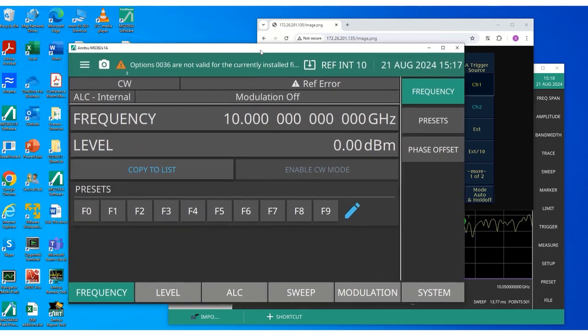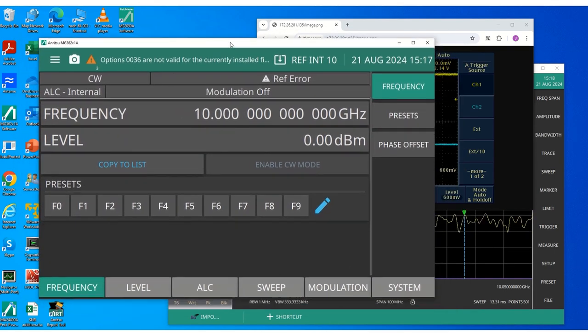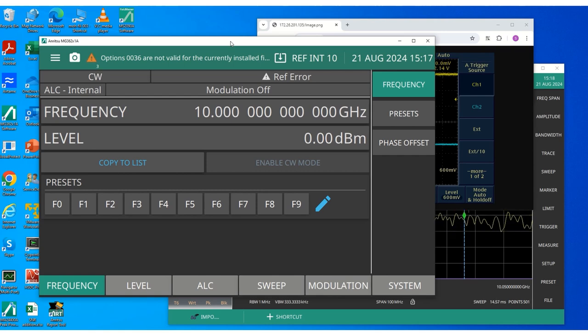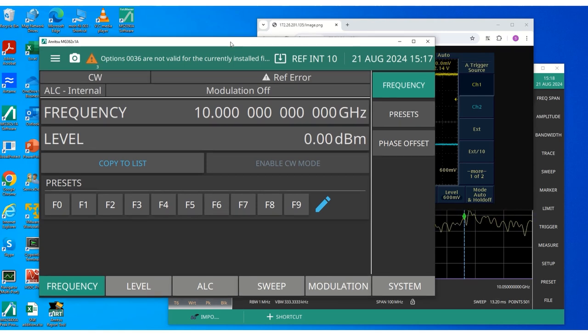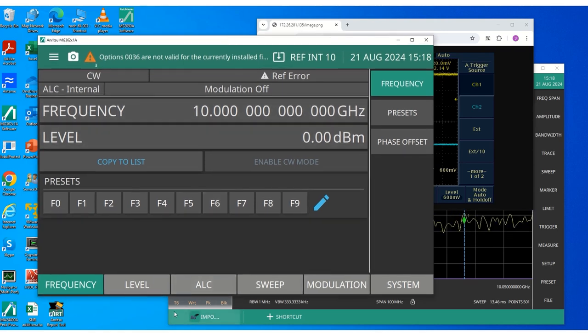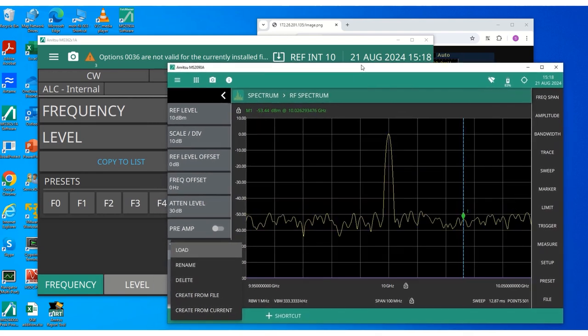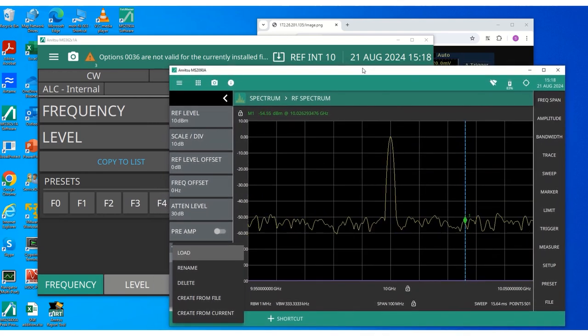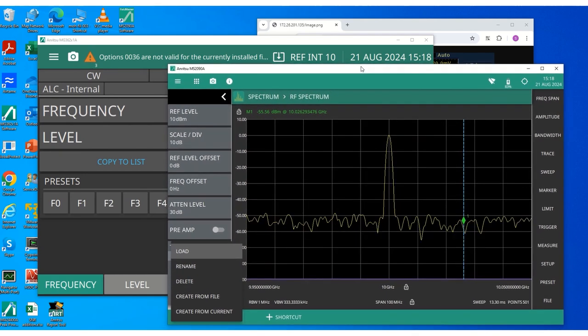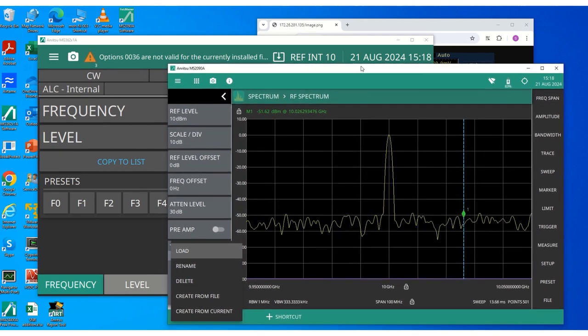This is the Rubidium GUI. It pretty much mirrors the GUI on the front panel of the Rubidium. This is the MS2090A remote GUI. It also mirrors the GUI on the MS2090 instrument itself. With these two GUIs, we have full capability to configure settings on each of the instruments.